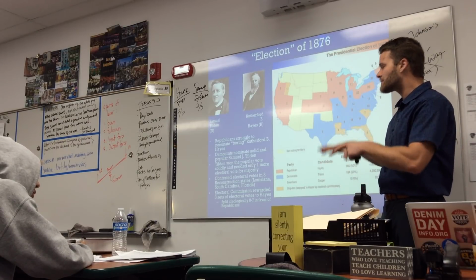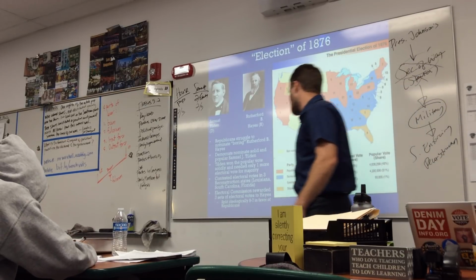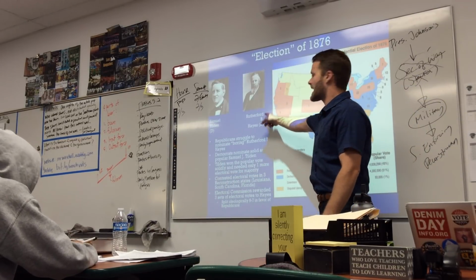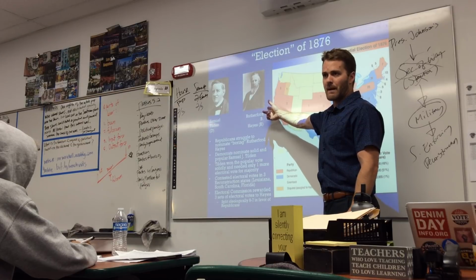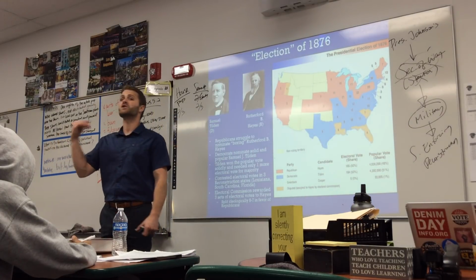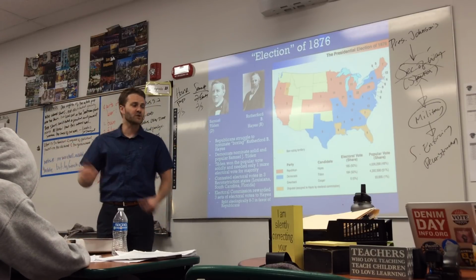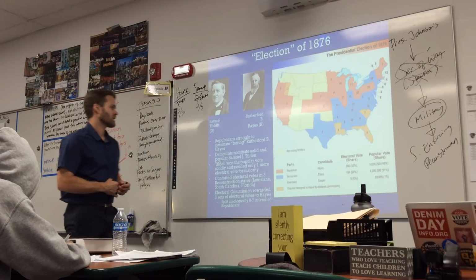So they create a commission, a group to decide who's going to get the votes from these 3 states. This group awards the votes to Hayes, the Republican. Hayes gets the majority. The South is furious. Absolutely furious. Of course they are.